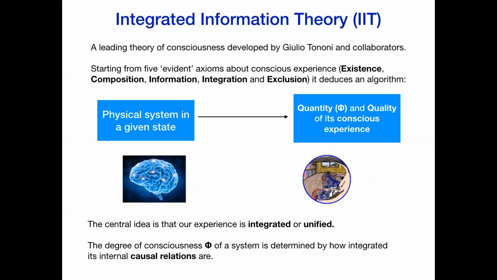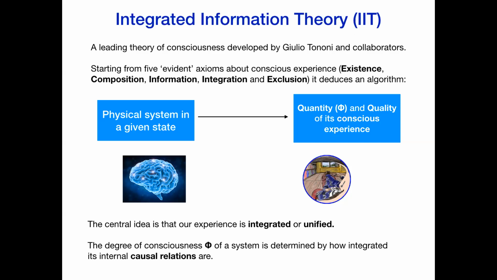Two things it produces, the main ones: the most famous is this number called phi, which is supposed to tell you how conscious the system would be when it's in that state. And as well as that, it also gives you a mathematical object that's supposed to describe something about the nature of the experience the system would be having in that state.